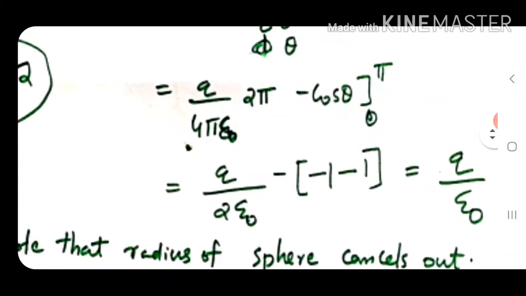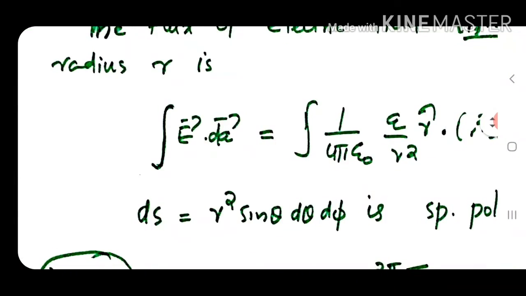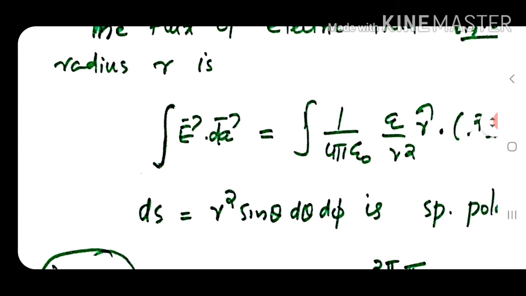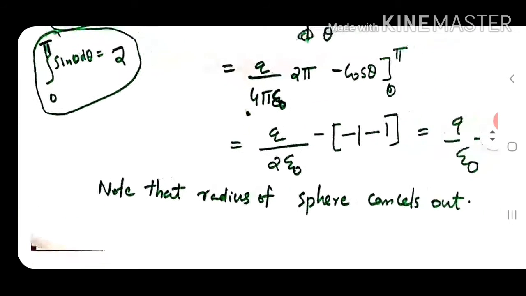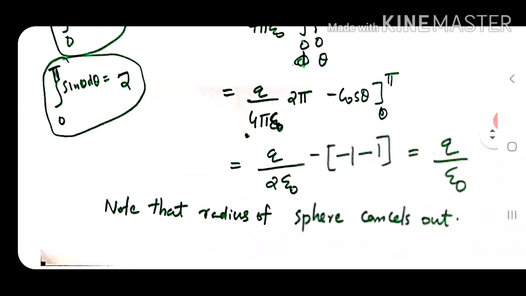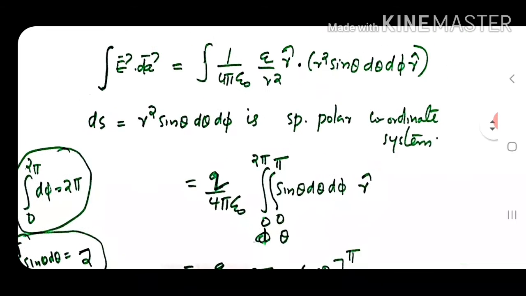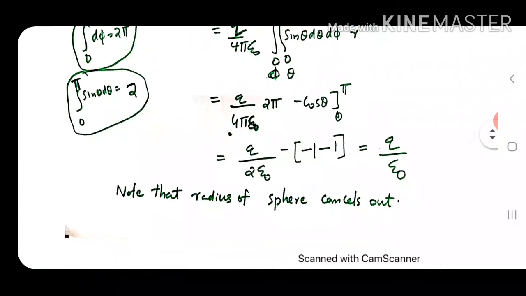So what we calculated is the flux, integral over the surface of E dot dA, the flux through the surface of a sphere of radius r, and that we ultimately got as q by epsilon 0. And what we have to see here is that the radius of the sphere gets cancelled out. In this calculation we have seen r square get cancelled, so the radius of the sphere gets cancelled out.